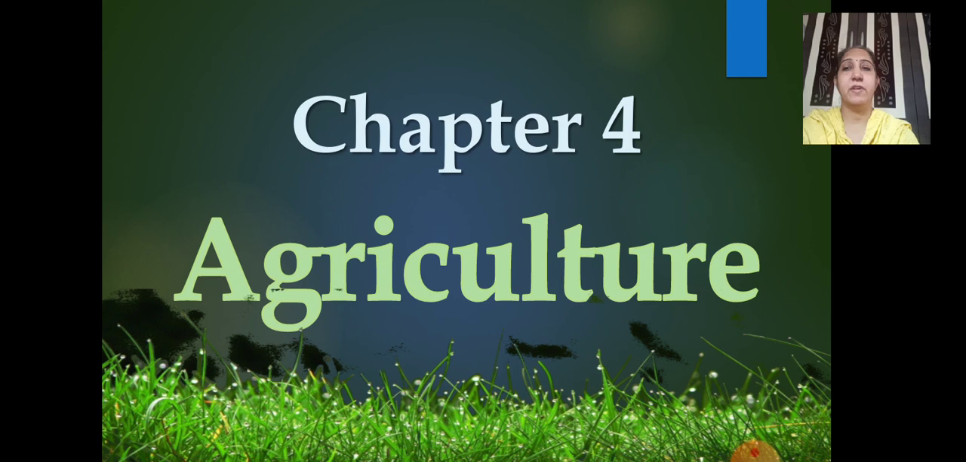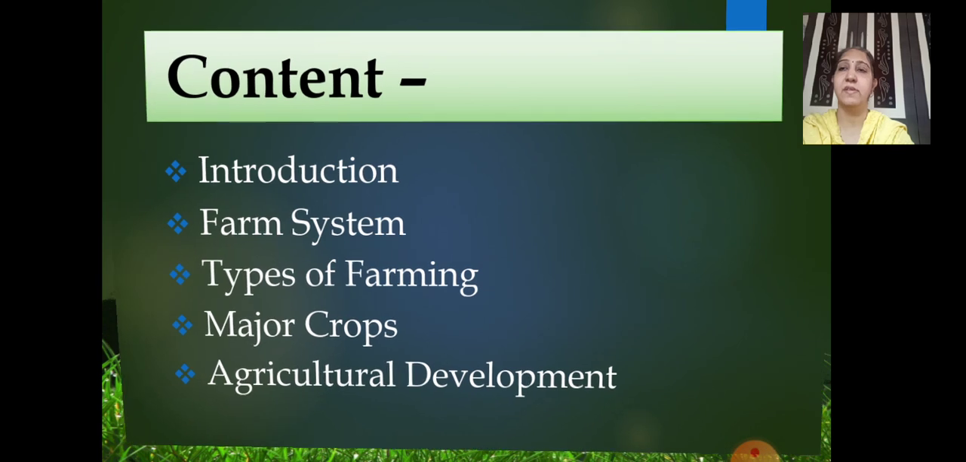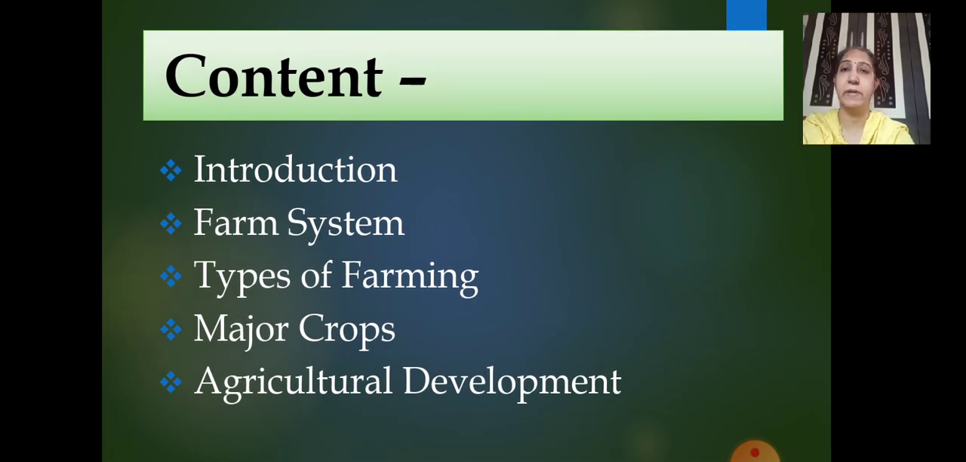We are doing chapter number 4 of geography, that is agriculture. Children, today we are learning the fourth part of this chapter. Before coming to today's topic, let's go through the content of our chapter. We have already completed the introduction. We have seen the farm system. You have learnt about the types of farming. You have already completed the major crops in our last session.